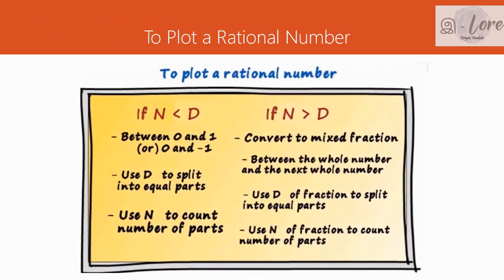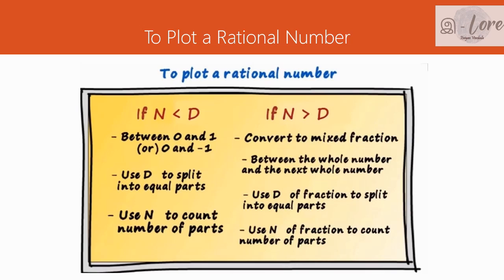So here I am giving a short note on how to plot the rational numbers. If the numerator is less than the denominator, between 0 and 1 or 0 and minus 1, use the denominator to split into equal parts. Use the numerator to count the number of parts. You will get the solution.